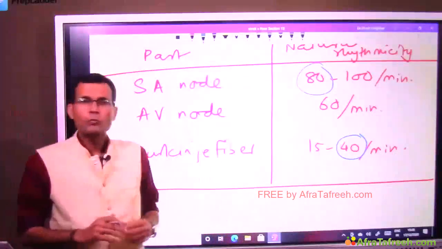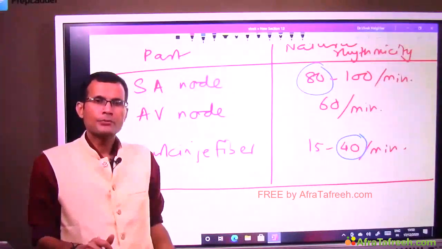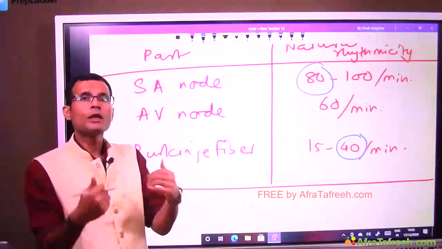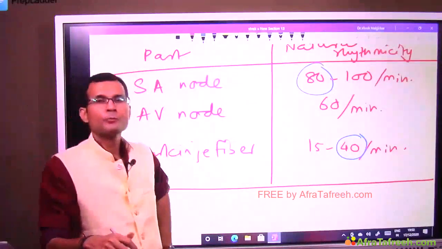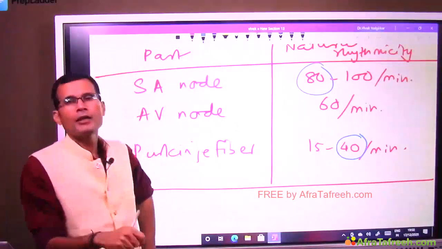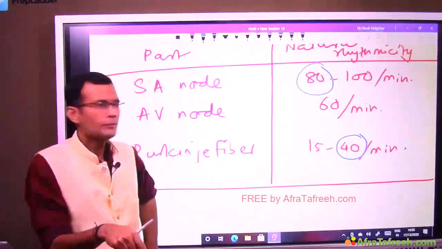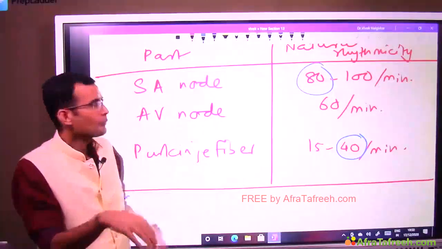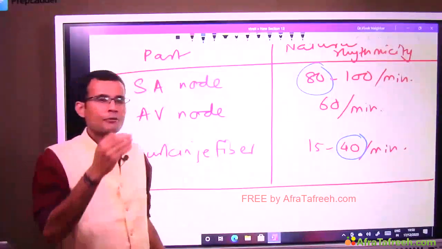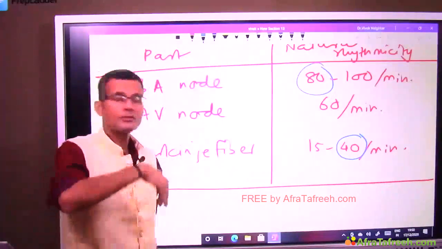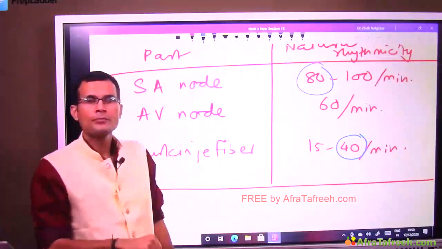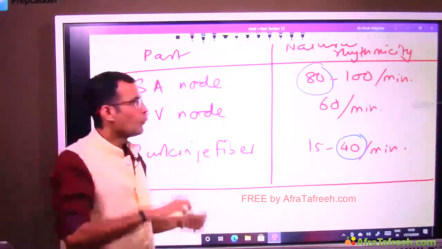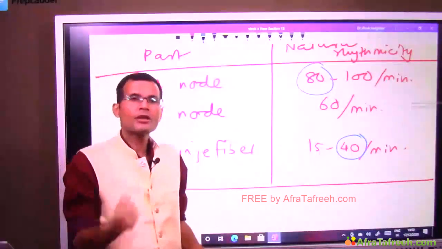Third point, what is the reason for arrhythmias in bradycardia? What's the reason that bradycardia may lead to arrhythmias? Answer is again in front of you. Just define bradycardia. Heart rate below 60 per minute. So imagine this. If SA node generates less than 60 impulses per minute, what is likely to happen? Then AV node will get a chance to come to its natural rhythmicity.